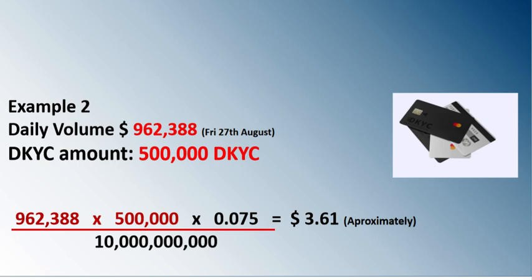The second example illustrates a holder with slightly less DKYC, same day, Friday the 27th of August. Again, we see the numbers are identical except for the 500 instead of the 1 million, just because the DKYC amount is different for this holder, even though the day is the same. That's what I meant. Each day and bag are particular to the user. So this holder having half the amount of DKYC is non-surprisingly getting half the amount of return, $3.61. So he's probably looking at $180 a month. He's going to be able to take his wife to a good dinner.